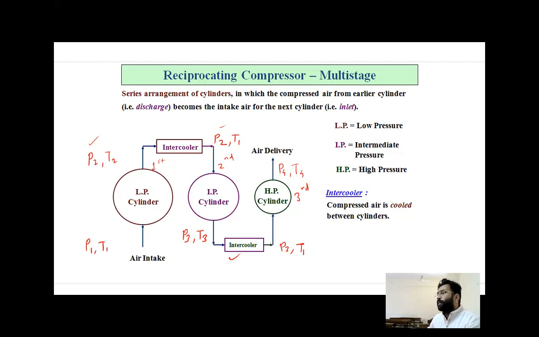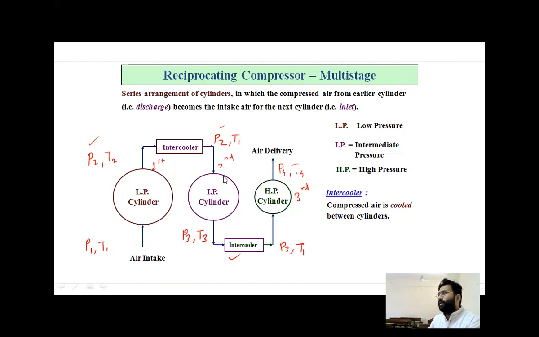When we compress the air, its temperature increases, and we want to decrease the temperature. That is why we employ the intercooler. After intercooling, the pressure is the same in the intercooler. It is a constant pressure heat rejection process. Then this is P2, T1. Theoretically or ideally, this temperature after cooling should be equal to T1, that is the suction temperature.